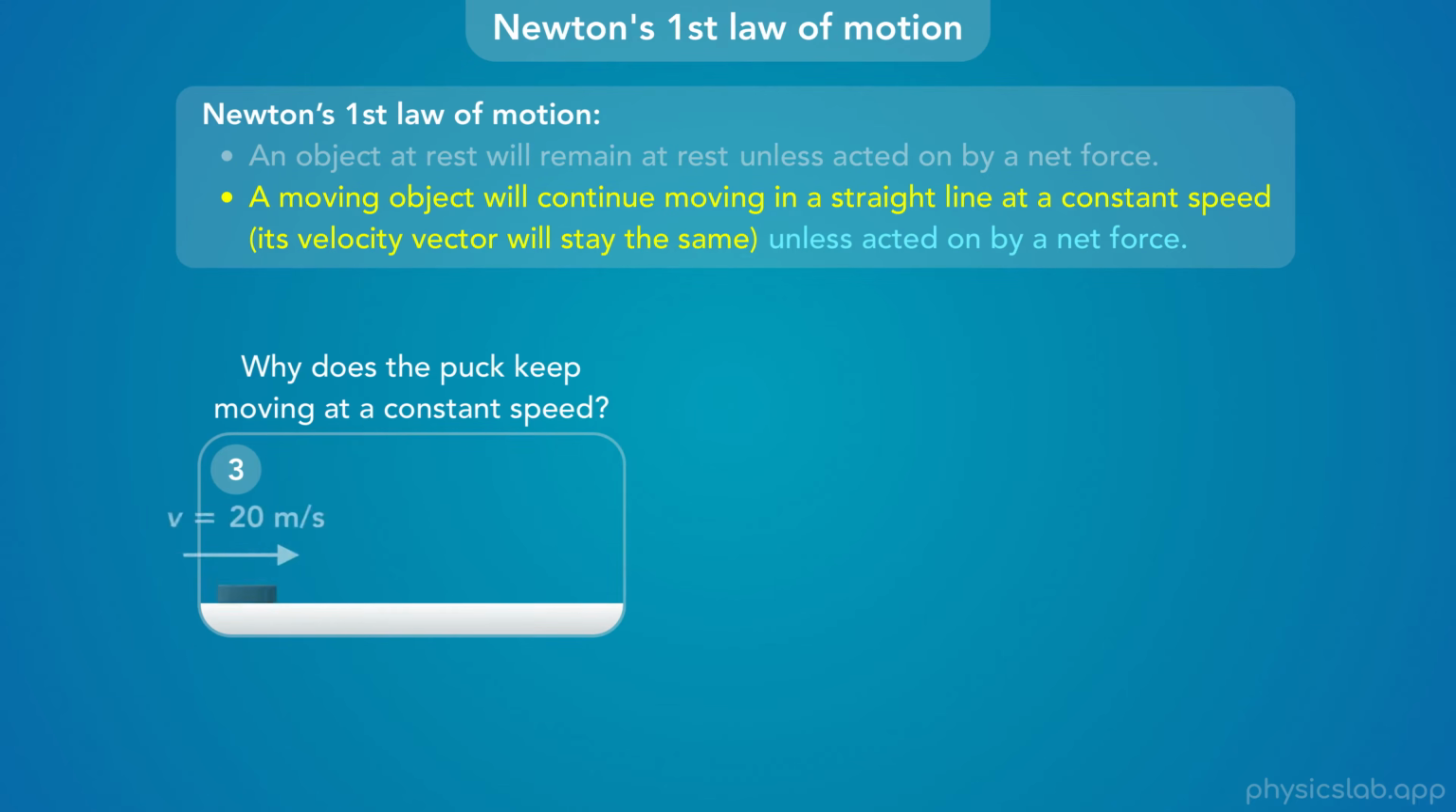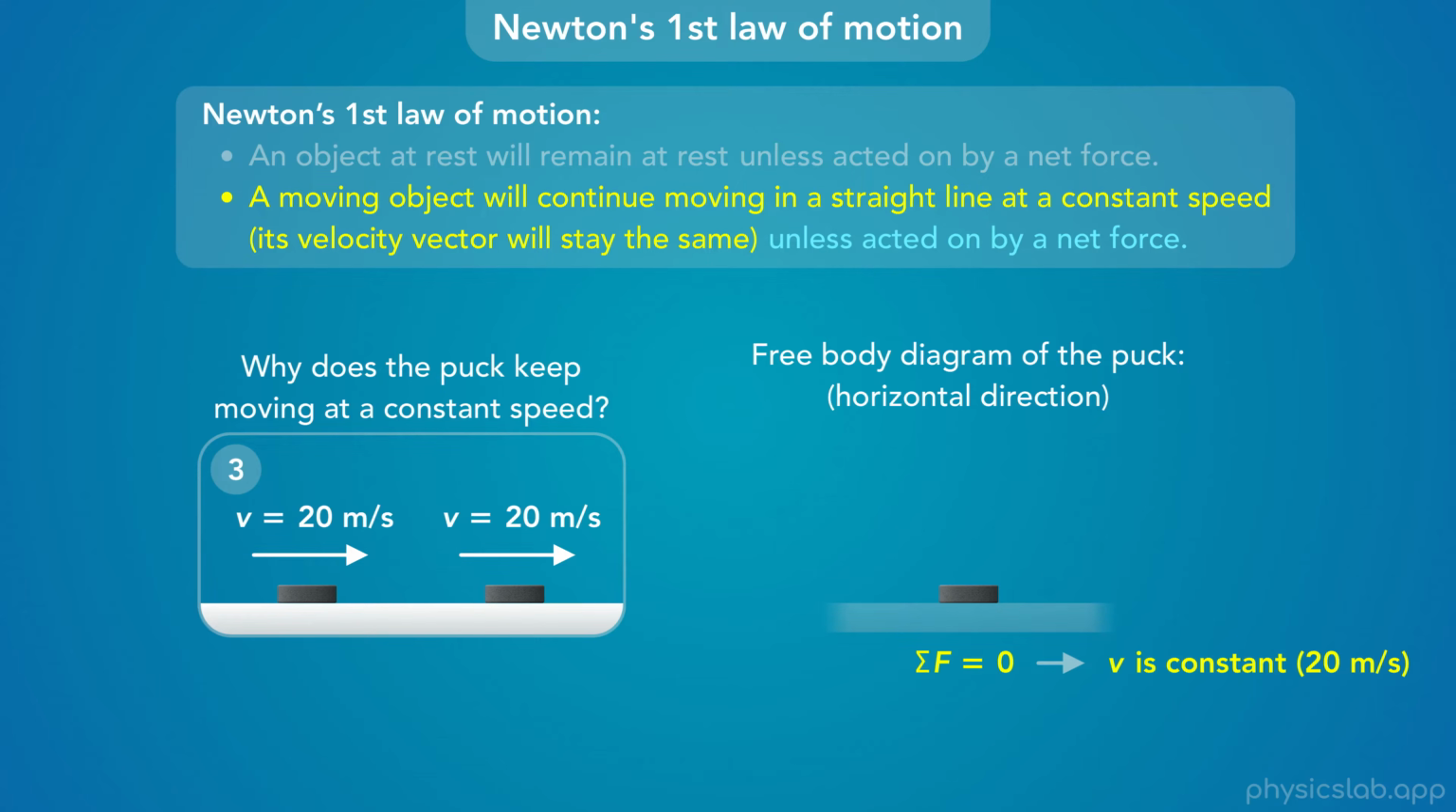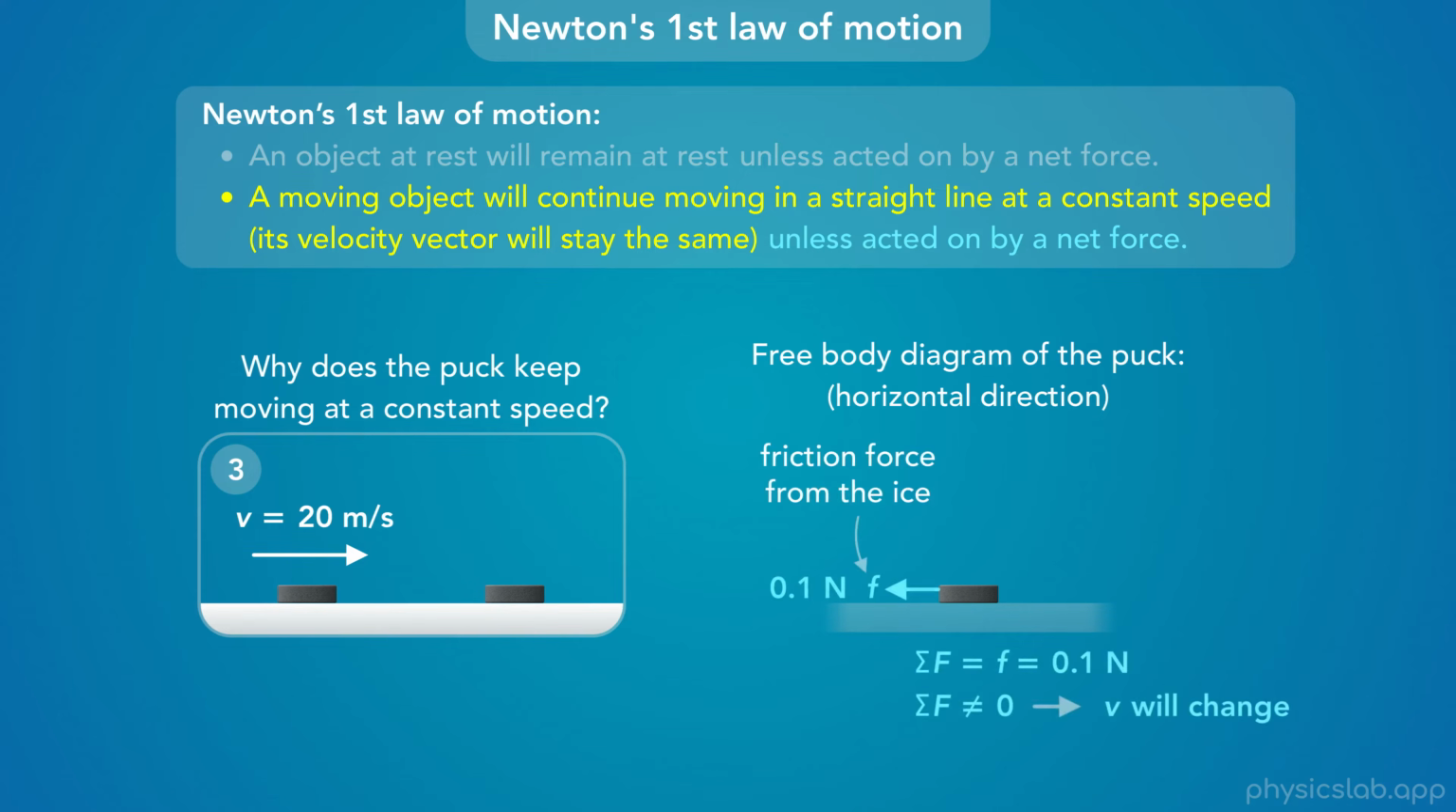In the next scenario, why does the hockey puck keep moving at a constant speed? According to Newton's first law, there must be no net force on the puck. If the speed actually is constant, then there's no friction force on the puck because the net force is zero and there's no other horizontal forces. So without friction, the puck will move in a straight line at a constant speed forever. But in the real world, there is a small friction force, maybe something like 0.1 newtons. So there actually would be a net force on the puck, and it would slow down and eventually stop.